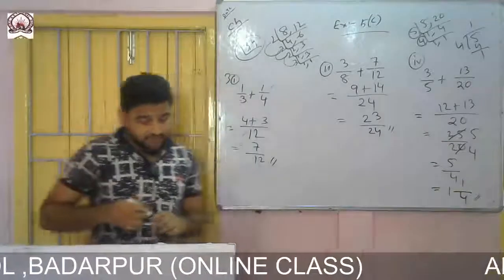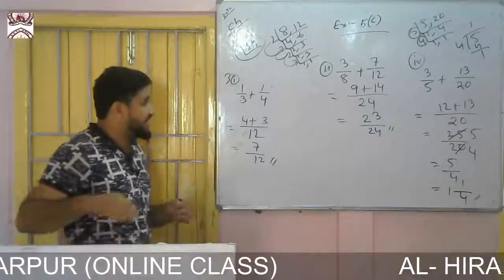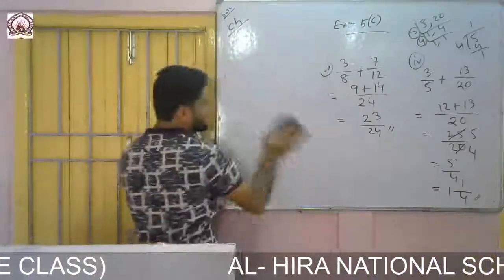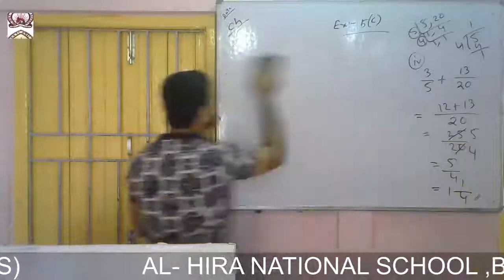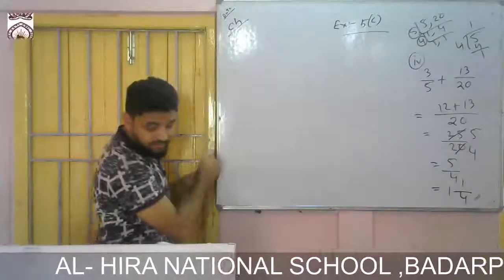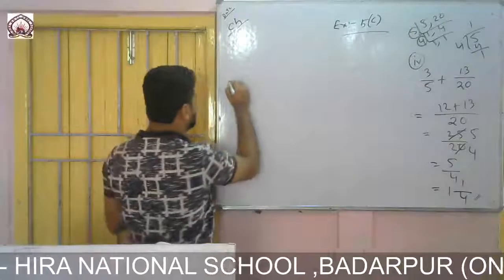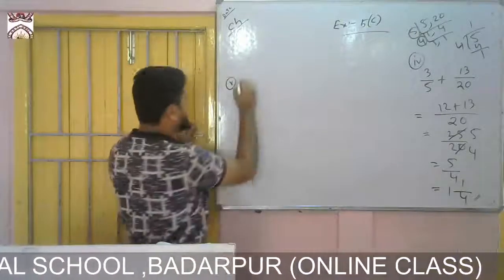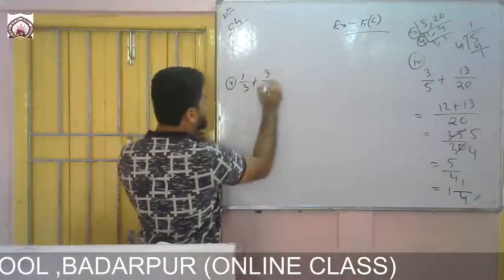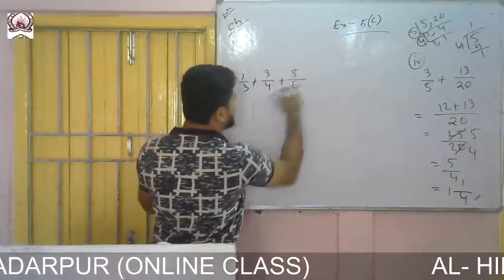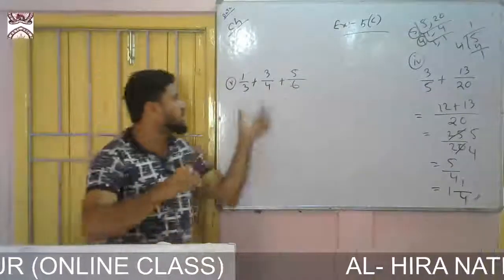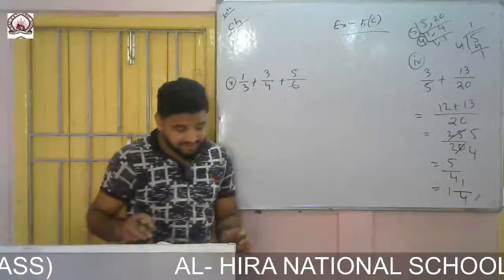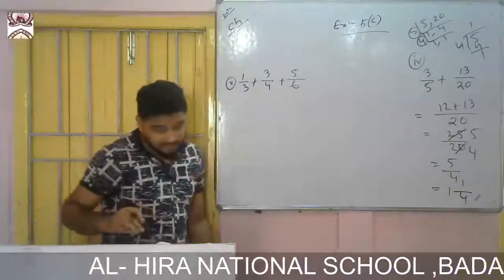Now come to question number 5, part 3 of Roman 5. Roman 5 you see: 1 by 3 plus 3 by 4 plus 5 by 6. Earlier we have done with 2 terms, now with 3 terms, that is the difference. So 1 by 3 plus 3 by 4 plus 5 by 6.